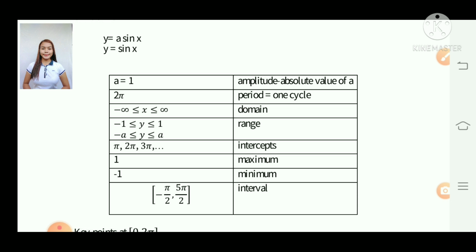The intercepts are pi, 2 pi, 3 pi, and so on. Intercepts meaning the point touches the origin. The maximum is 1, which is how high the curve is, and the minimum is negative 1, how low the curve is.